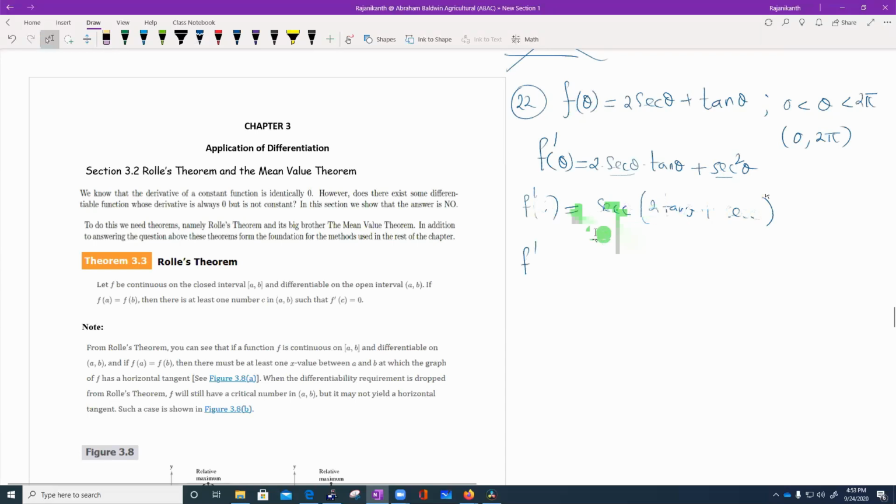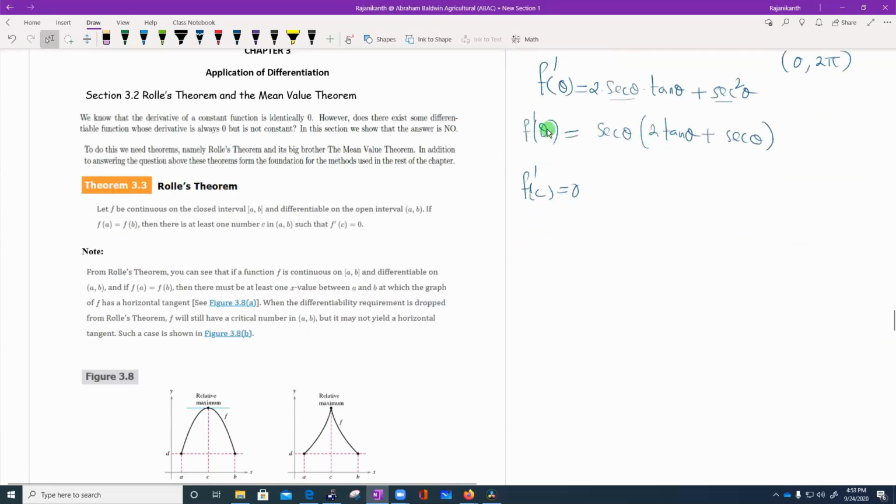First, I'm going to set this derivative to 0 and check whether there is any theta value. I'm going to change theta into C because we use C for the critical value. So I'm simply taking the f prime theta function, switching theta to C, and setting it to 0. You will get secant C times 2 tangent of C plus secant of C equals 0.